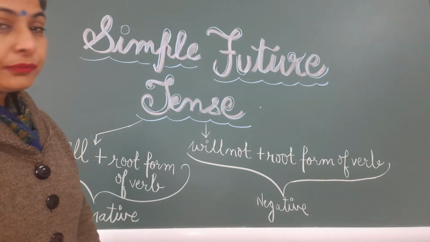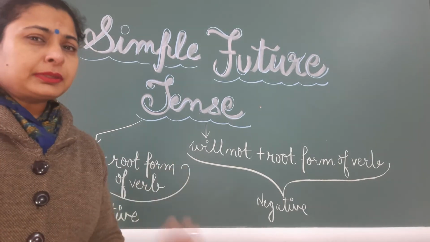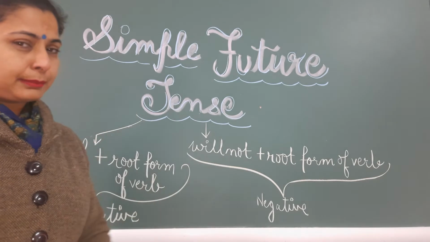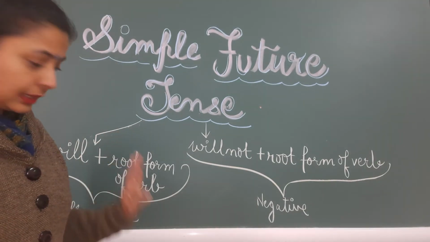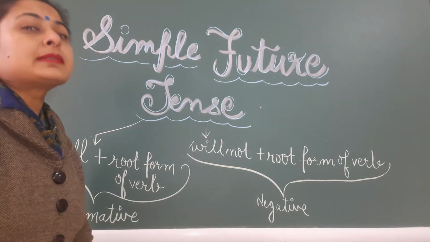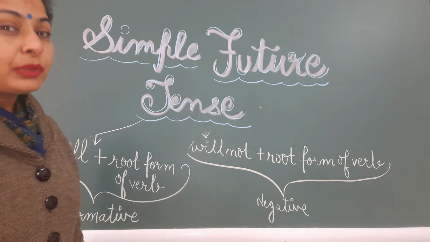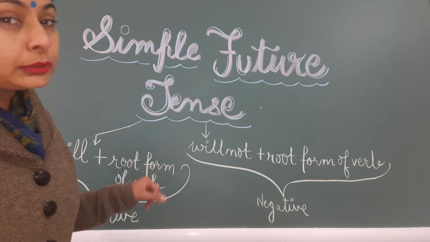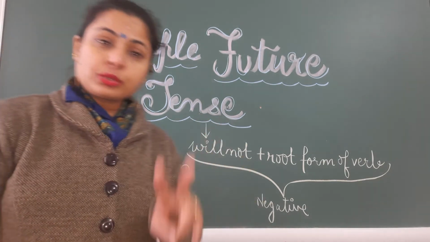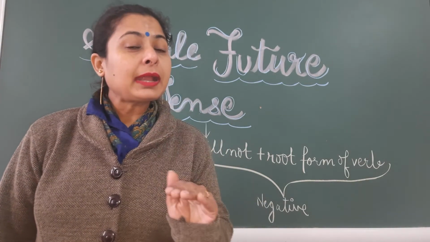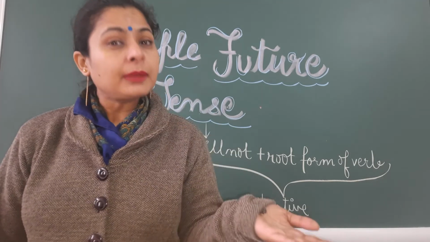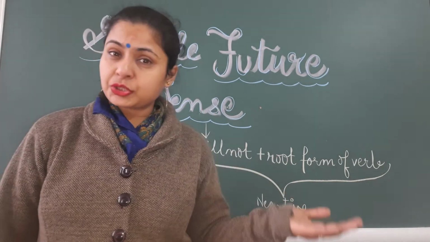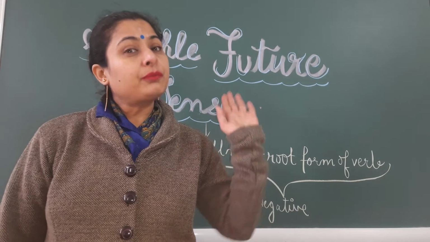Now, simple future tense is very simple, it just follows two very simple rules. In case of affirmative sentences, positive sentences, we will follow the rule of adding will before the root form of the verb. In the other tenses, we were adding something after the verb, after the action word. Now what will we do in future tense?